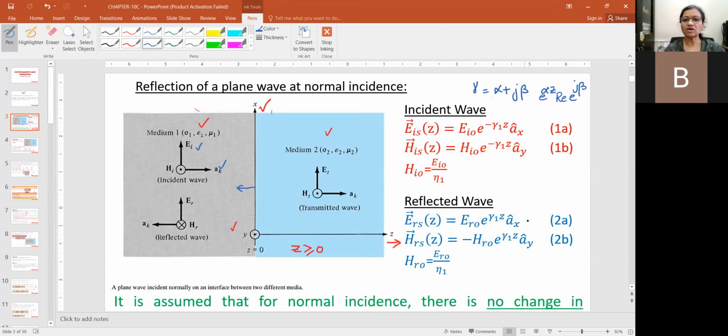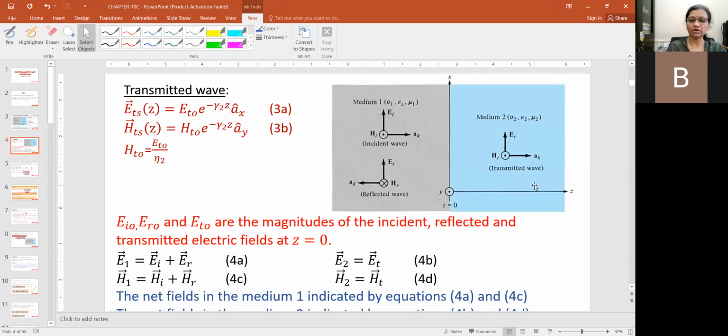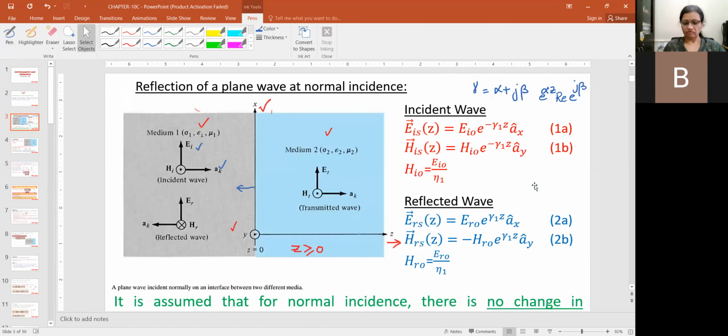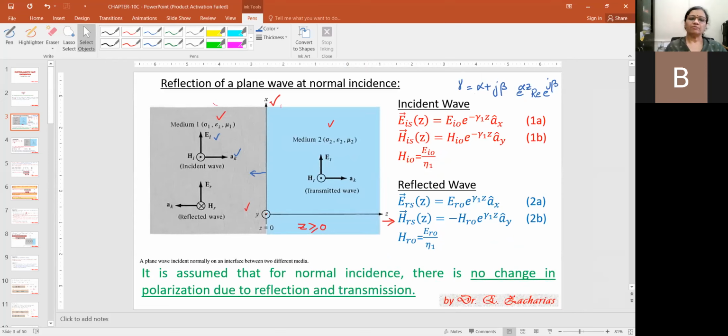Another thing is you're saying that it is going to be in the a_x direction only. There is a reason why we are saying that, because here we are going to make an assumption. What is the assumption we are going to make? The assumption we are going to make is that for a normal incidence, there is no change in the polarization because of transmission and reflection.